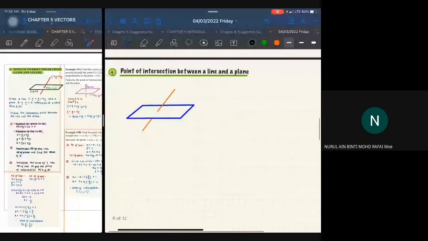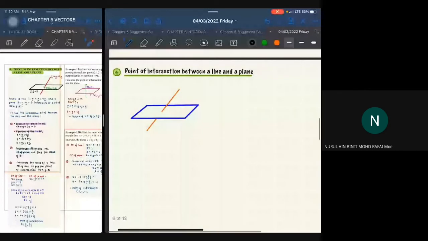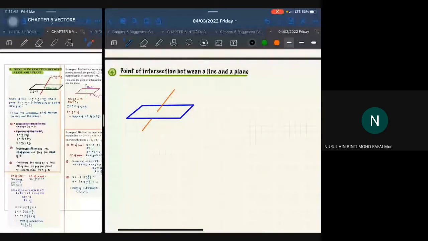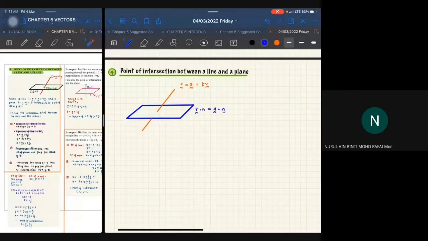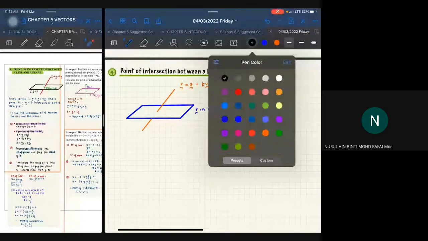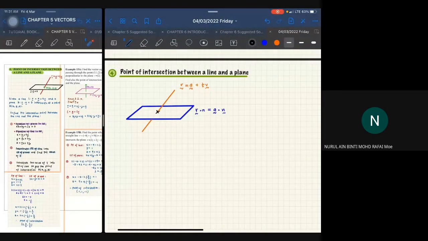Okay, so if you look at the left side, there are actually 3 steps for you to find it. So the first one, and before that, your line, the equation is R equal to A plus TV. Okay, and then the blue plane, the equation is R dot N is equal to A dot N. Okay, like that. So we want to find the point of intersection here, the one I marked with a black cross.